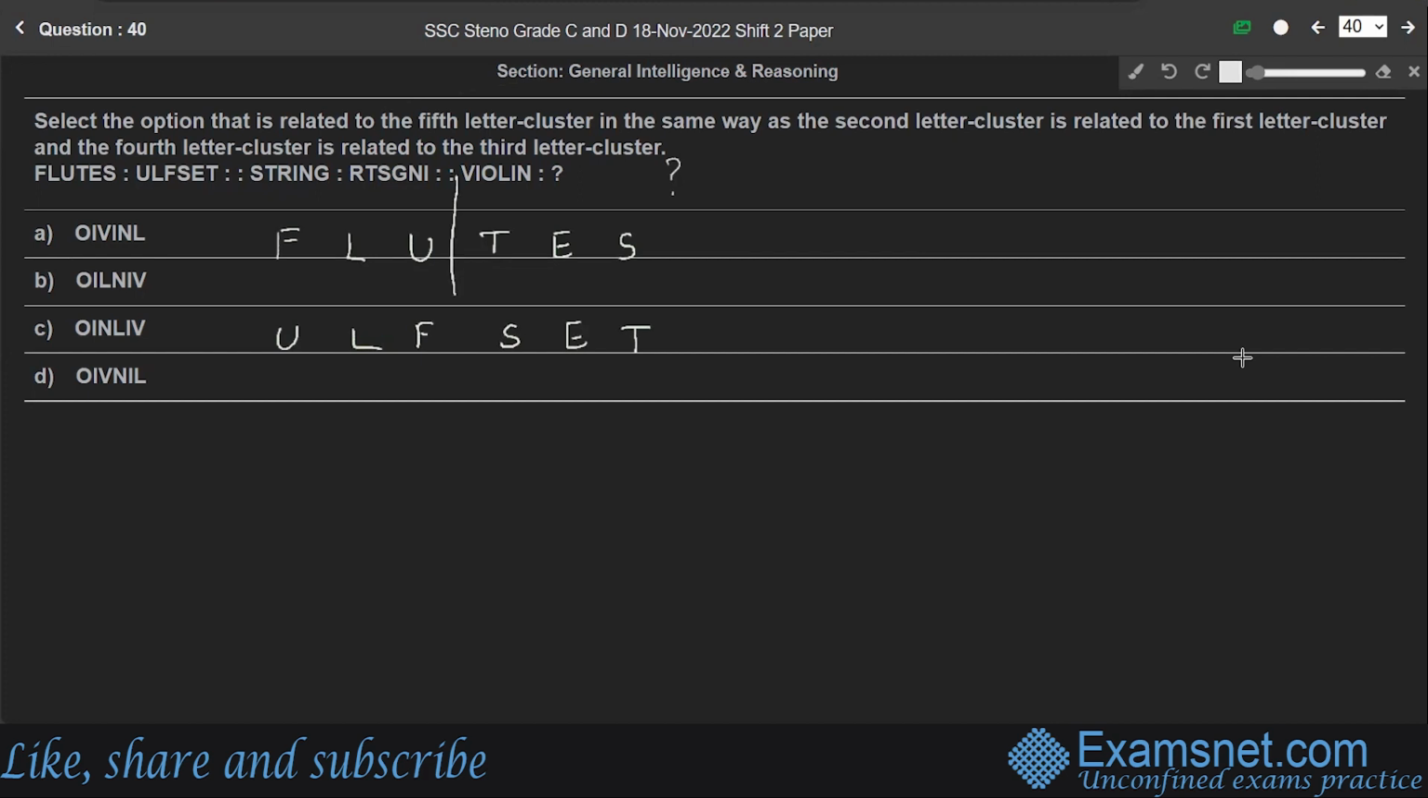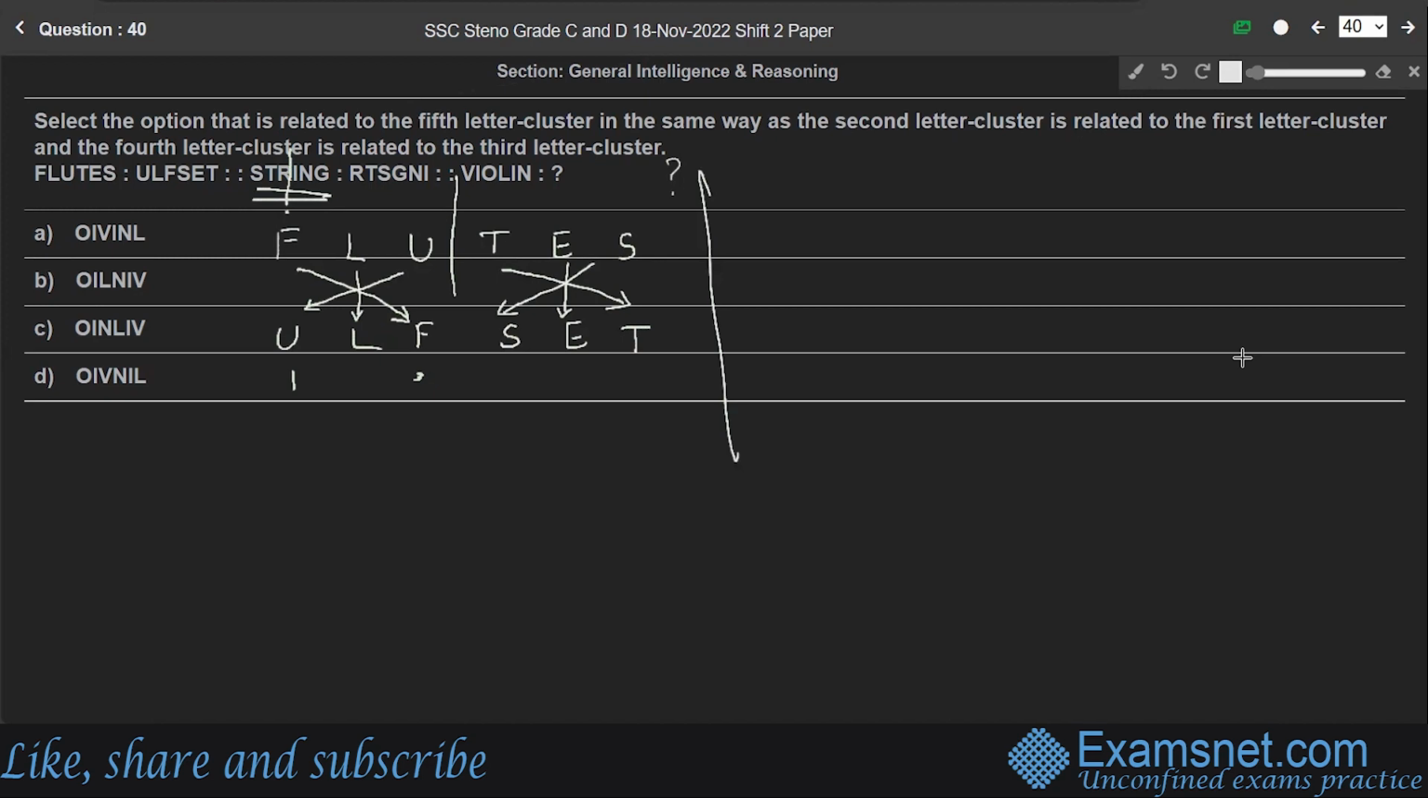So let us divide the whole word flutes into two parts in which the first three letters are arranged in reverse manner. So F is written in third place, L in the second place, and U is written in the first place. So we'll consider the second part where the letters are written in reverse order. Therefore, the code is like this. Similarly, for the second word string, divide the whole word into two parts. So the first three letters should be written in reverse order, and also in the second part, the last three letters should be written in reverse order.